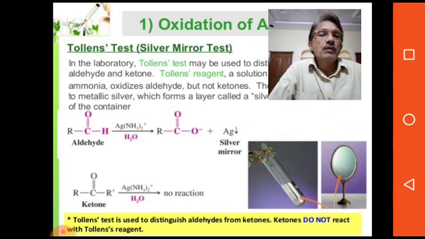Ketones do not give silver mirror test. So Tollens test can be used to identify aldehyde from ketones. Only aldehydes give a positive test with Tollens reagent, whereas ketones do not react with Tollens reagent.